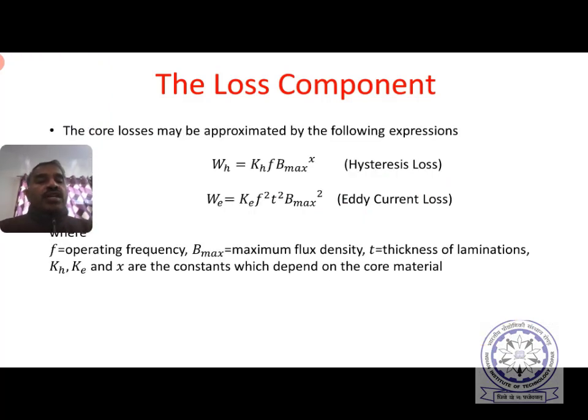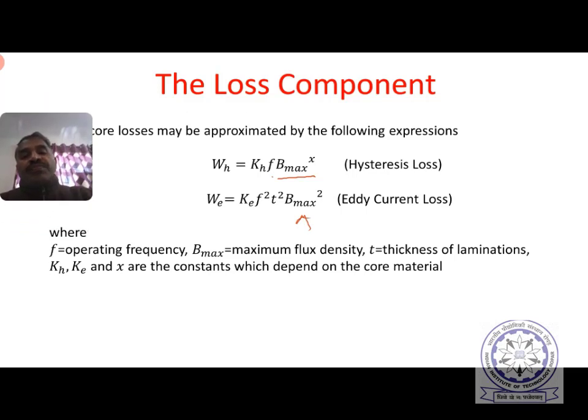The core losses may be approximated by the following expressions. So these are empirical constants, KH and KE are given here. So hysteresis loss is proportional to frequency and Bmax to the power of X. X is typically 1.6. And the eddy current loss is proportional to frequency square, thickness square and Bmax square. Bmax is the maximum flux density in the transformer core. So where F is operating frequency, Bmax maximum flux density, T thickness of laminations, KH, KE and X are the constants which depend on the core material actually.